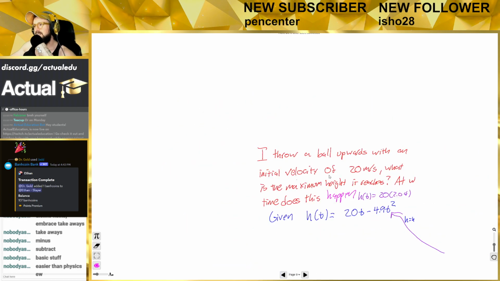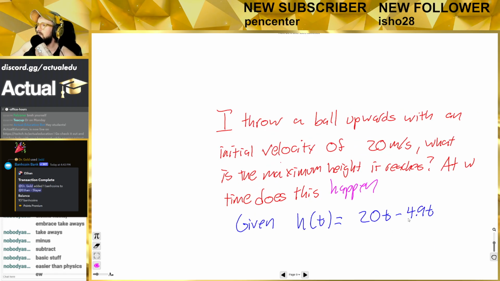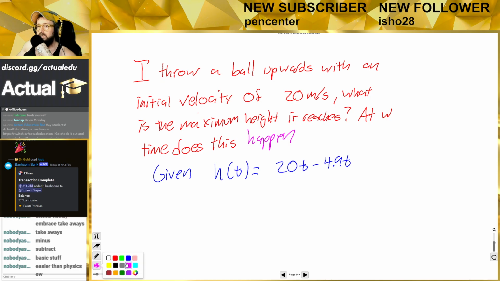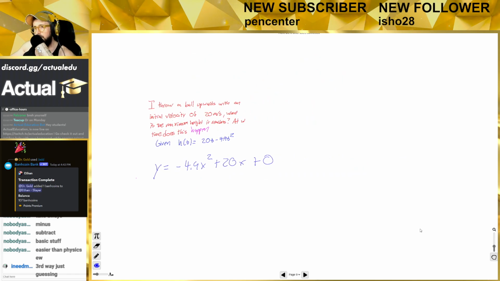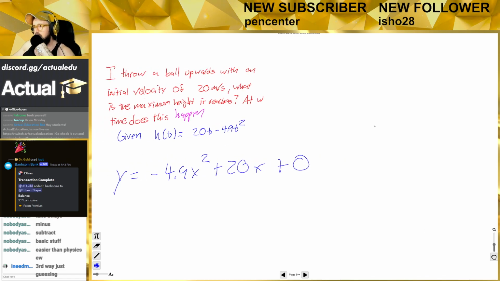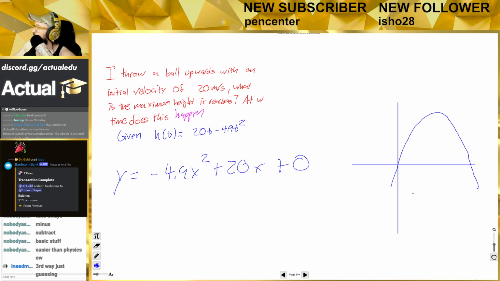The third way would have been to identify that this function, negative 4.9 T squared plus 20T is equal to H of T. This is a parabola. Because this looks like y is equal to negative 4.9 x squared plus 20x plus 0, which we know, if I were to graph this thing, is going to look something like an upside-down parabola.